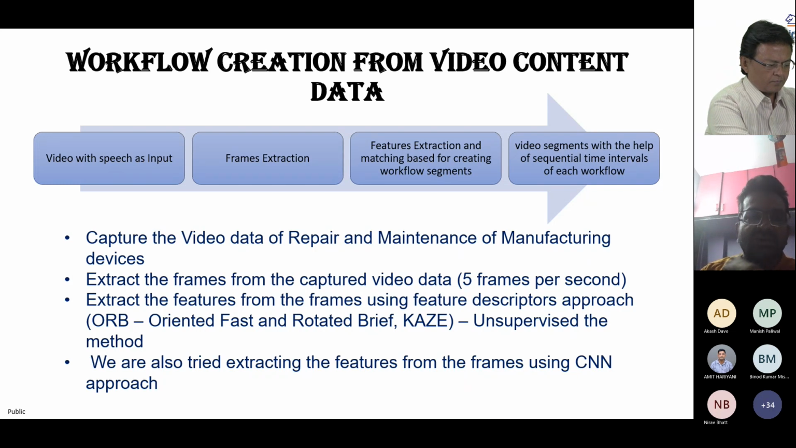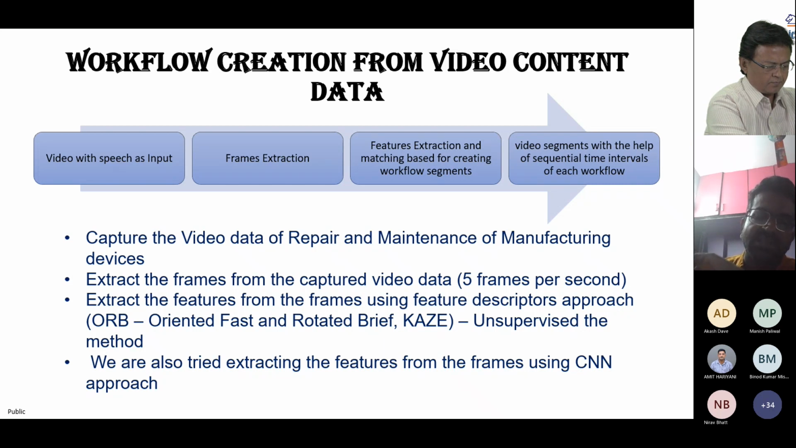In that case, we have to use the unsupervised methods available in the literature for segmenting those videos, and we also leverage those methods to get the workflows for a particular video. So we use the KAZE and ORB algorithms to extract those features, and we also use some kind of CNN approach in this method. For particular videos, the unsupervised method alone doesn't help us, so we skip the last layer.